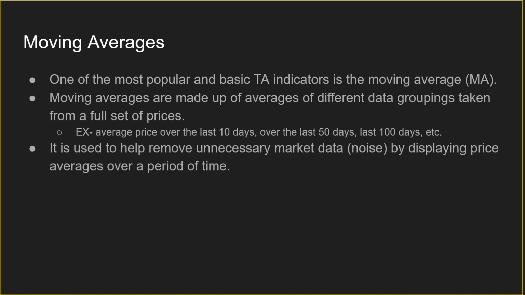Now, it's used to help remove unnecessary market data, which is often called noise, by displaying price averages over a period of time. The main benefit of this is that random and minuscule or meaningless price changes and fluctuations are ignored in favor of averages. We get to see the real meat of the market. Where is the market going? What kind of direction is the market going, without all the fluctuations and volatility that we often see, especially in crypto.